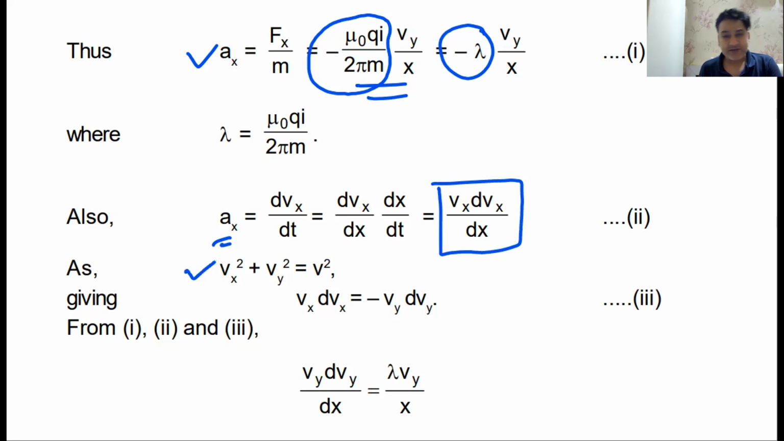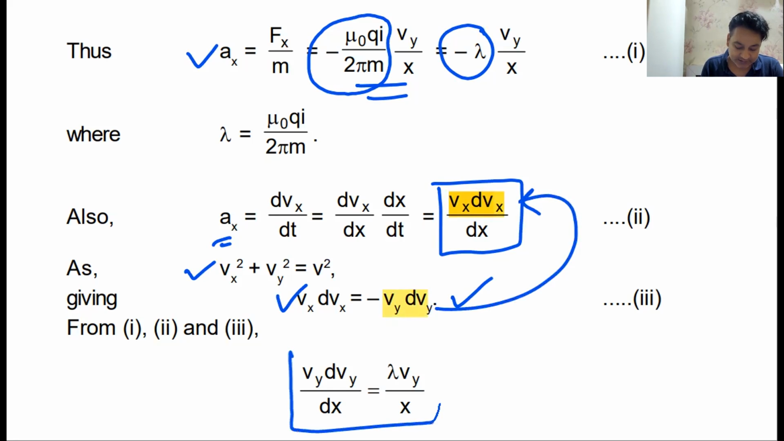I also know that Vx square plus Vy square is V square, that is a constant. So from here you can find out the relation between V dV, which is here, and Vy dVy. So I'll put this Vy dVy here, and equation number 1 now starts to look like this. Vy dVy by dx is lambda times Vy by dx.